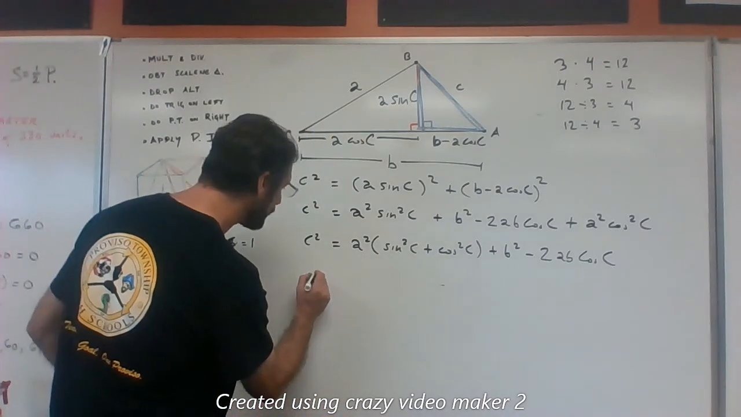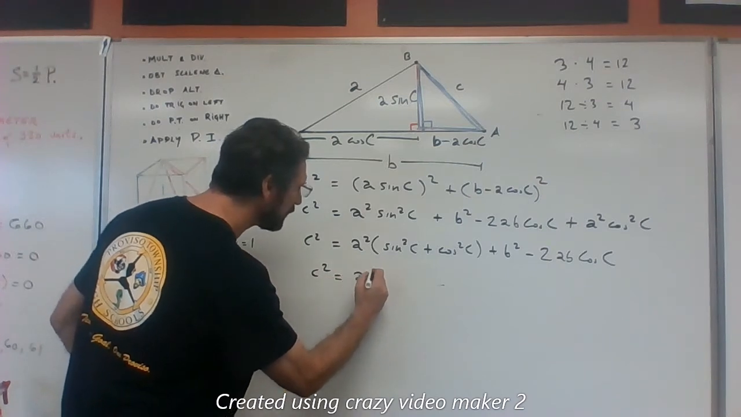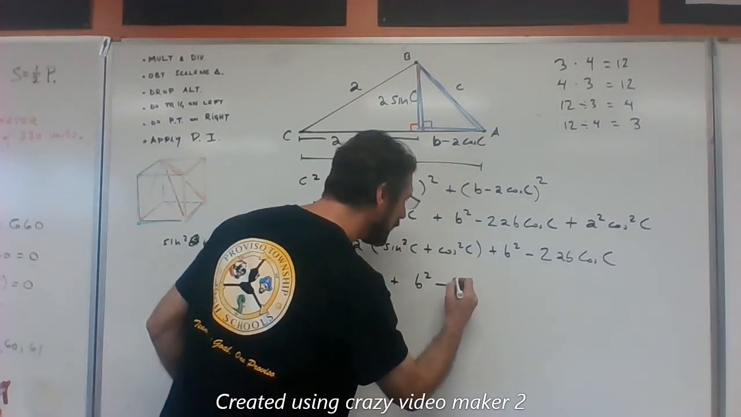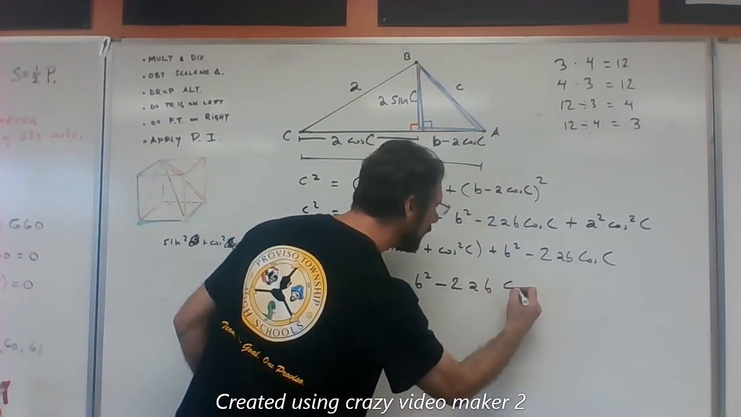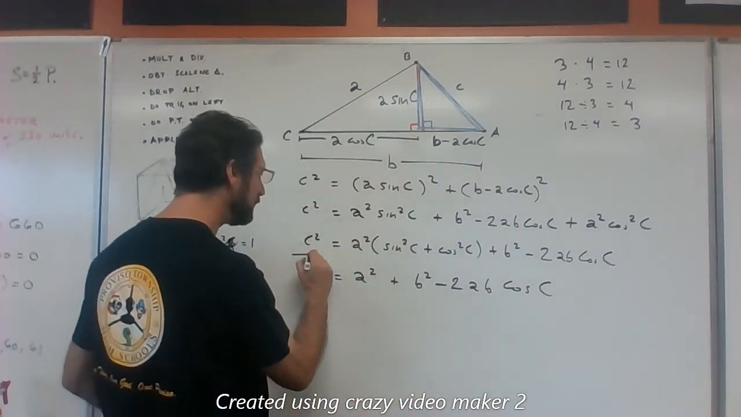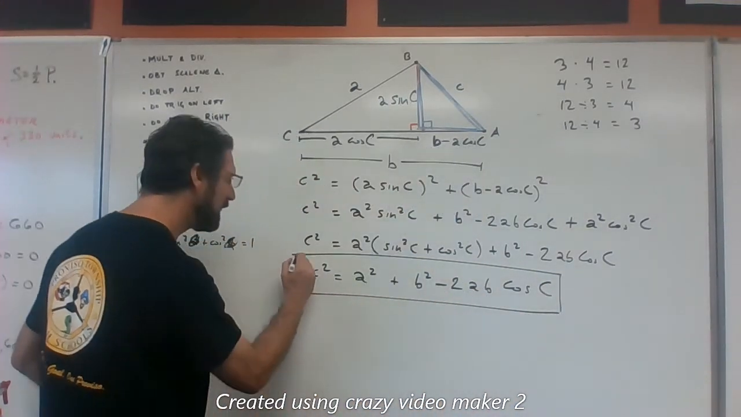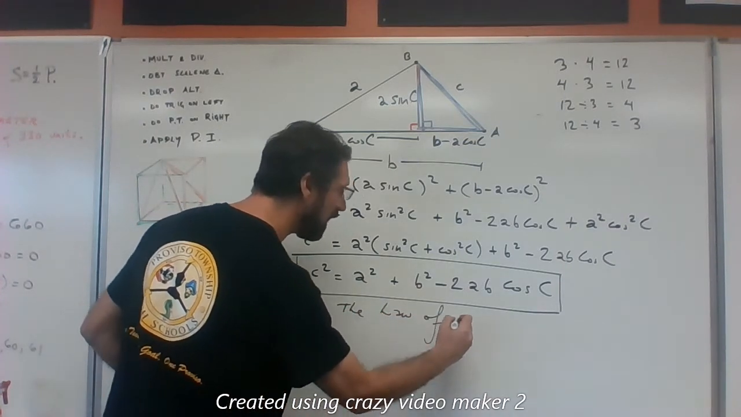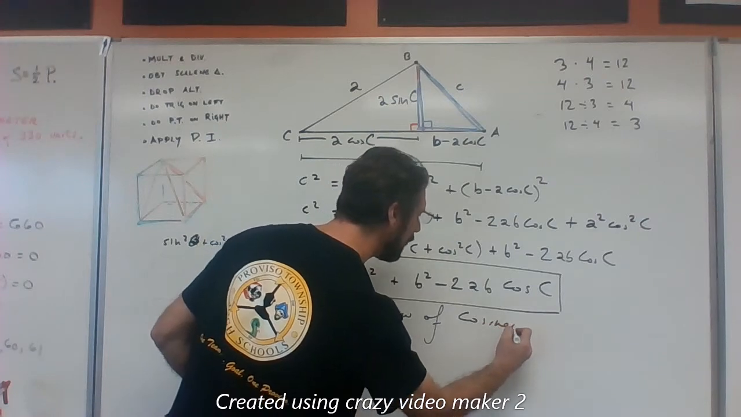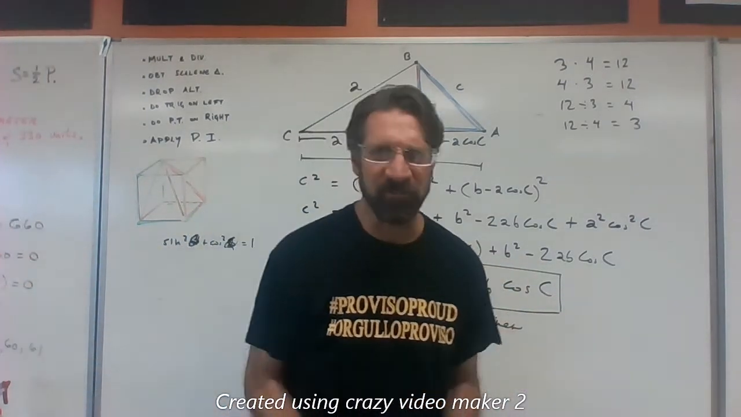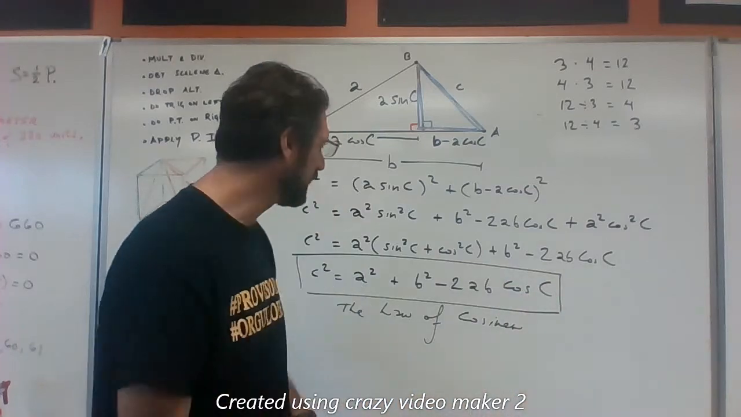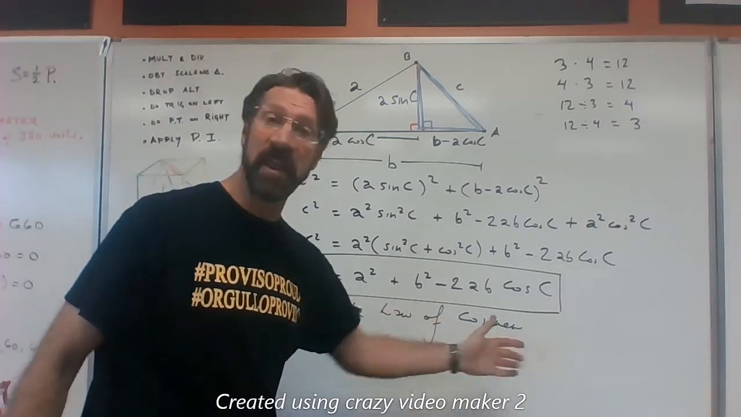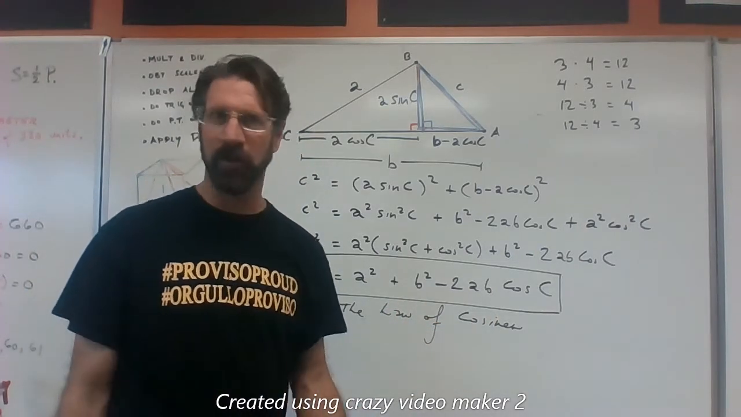And so what we have, c squared equals a squared plus b squared minus 2ab cosine c. And this glorious discovery is the law of cosines. No, not the suggestion of cosines, not the pending legislation of cosines, not the strong recommendation of cosines. This is the law of cosines. And it is the Pythagorean theorem for every single triangle.